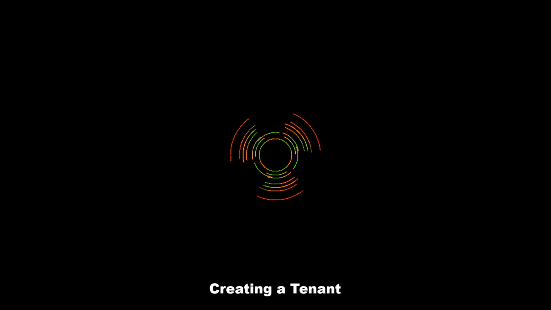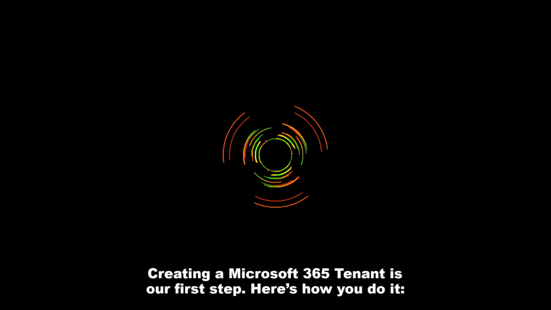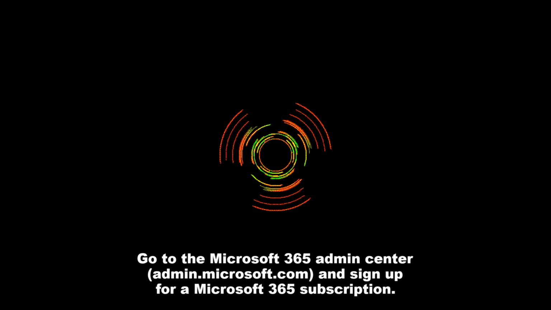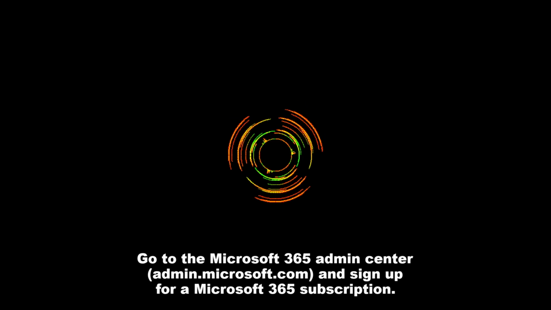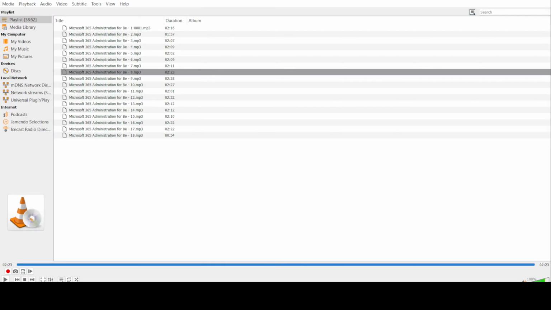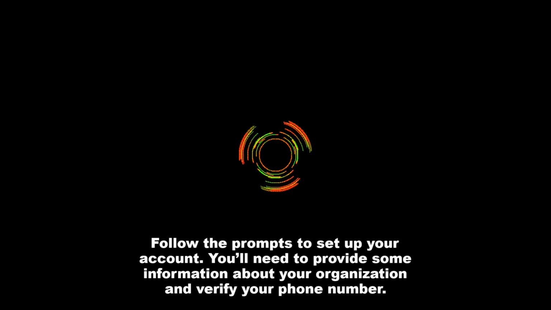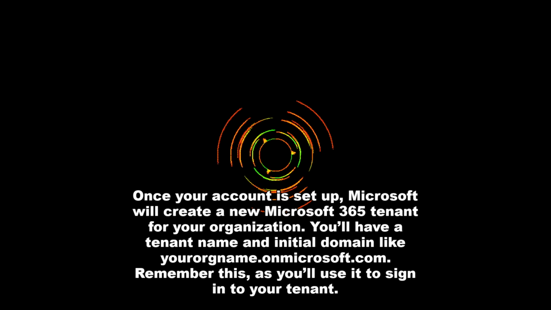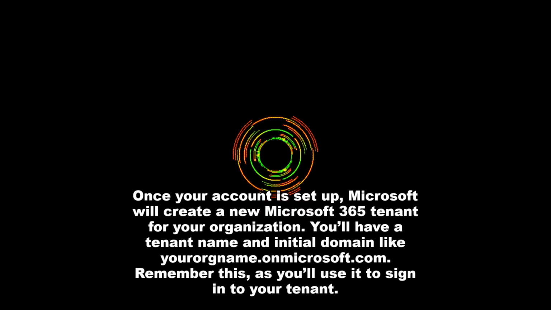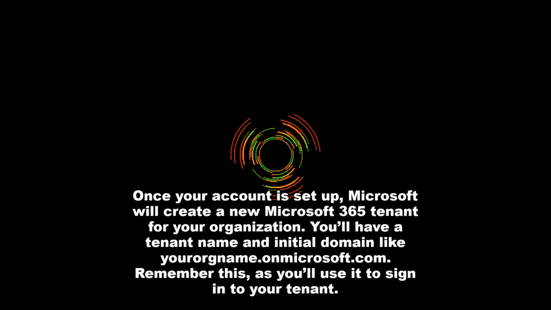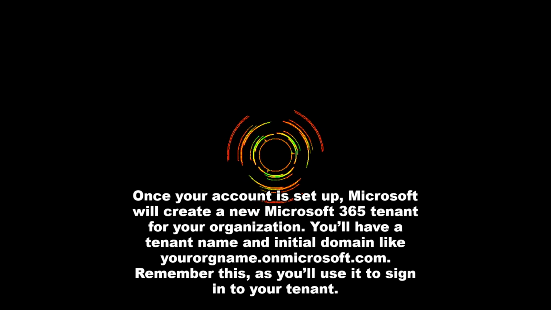Creating a tenant. Creating a Microsoft 365 tenant is our first step. Here's how you do it. Go to the Microsoft 365 Admin Center, admin.microsoft.com, and sign up for a Microsoft 365 subscription. Follow the prompts to set up your account. You'll need to provide some information about your organization and verify your phone number. Once your account is set up, Microsoft will create a new Microsoft 365 tenant for your organization. You'll have a tenant name and initial domain like yourname.onmicrosoft.com. Remember this, as you'll use it to sign into your tenant.